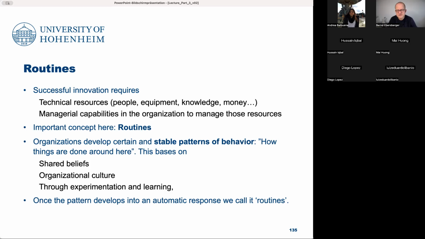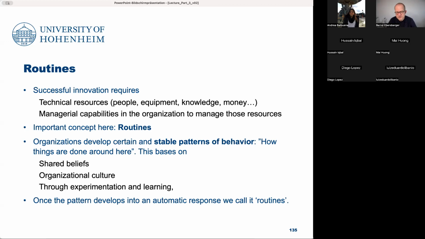You can describe this with how things are done around here. So whenever you get the impression this is how people do things in this organization, then you are probably looking at a routine. And these routines are a function of the organizational culture. They're a function or result of experimentation and learning. So these routines have been established by experimenting and learning what worked and learning what maybe didn't work.